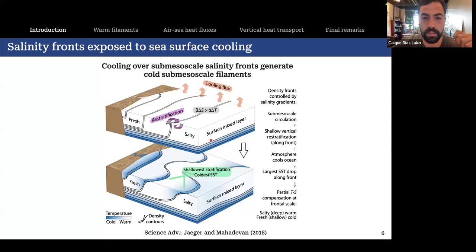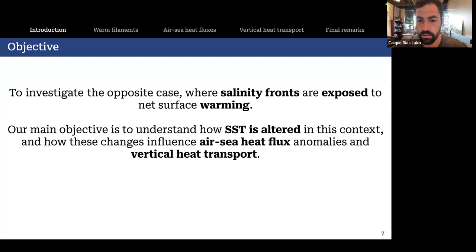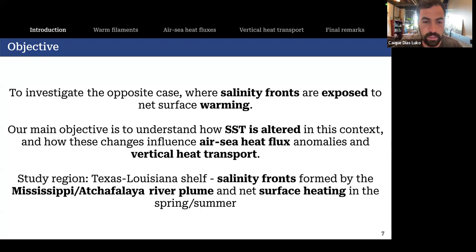Here, we actually want to study the opposite case. We want to study what happens to salinity fronts when we expose them to surface warming. And more specifically, we want to understand what happens to SST, to the RCT fluxes, and to vertical heat transport. To achieve this objective, the study region that we're going to focus on is the Texas Louisiana Shelf. We choose this region not only because we had data from the Sunrise cruise, but also because we have both ingredients that we need. We have salinity fronts that are created by the Mississippi Atchafalaya River plume, and this is a region that experiences strong warming during late spring and summer.